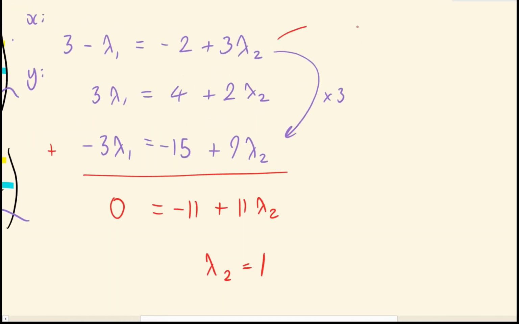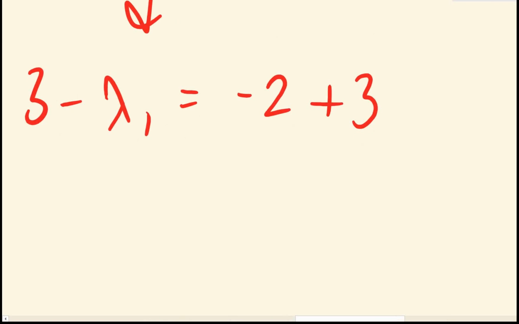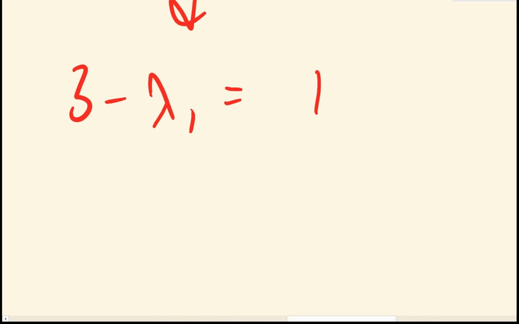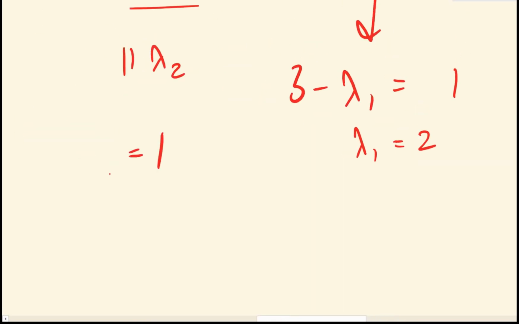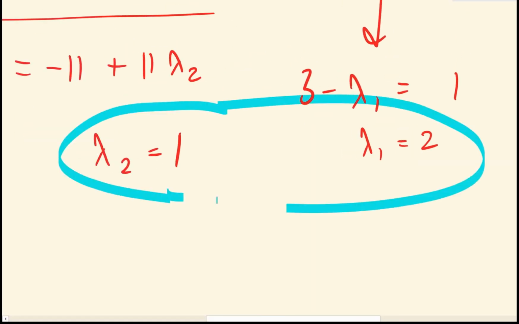So let's take this top equation again, where we had 3 minus lambda 1 equals minus 2 plus 3 lambda 2, now that we know lambda 2 is 1. We can solve this. Minus 2 plus 3 is just 1. So 3 take away what gives me 1? That tells me that lambda 1 must be 2. So now I've got a solution. This is what you do if you're working out where they meet, or even if they don't meet. It's the same method so far.